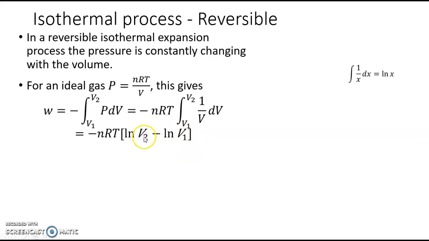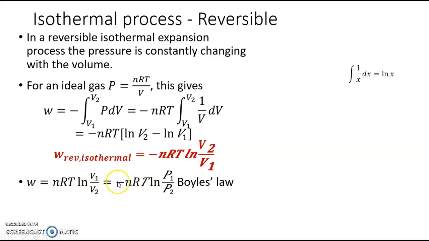So we apply the laws of indices and logarithms. So we have that this is minus nRT natural log of V2 divided by V1. So this is the expression for work done reversibly in an isothermal process. We can apply Boyle's law. Boyle's law is P1 V1 equals P2 V2. So applying Boyle's law, this becomes minus nRT ln P1 over P2.